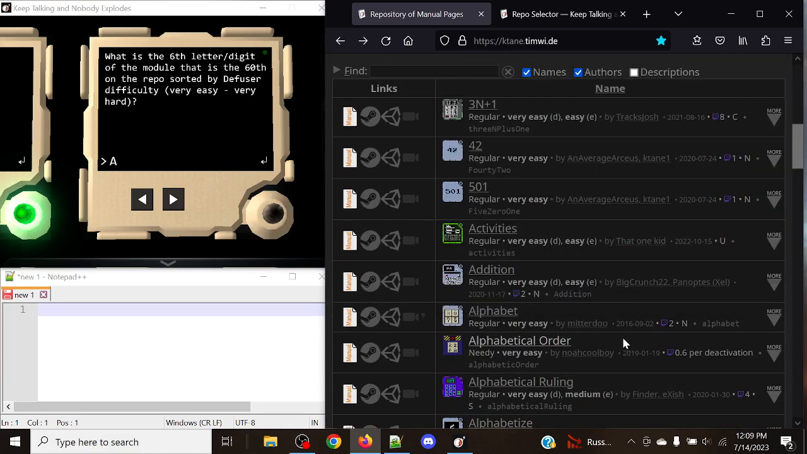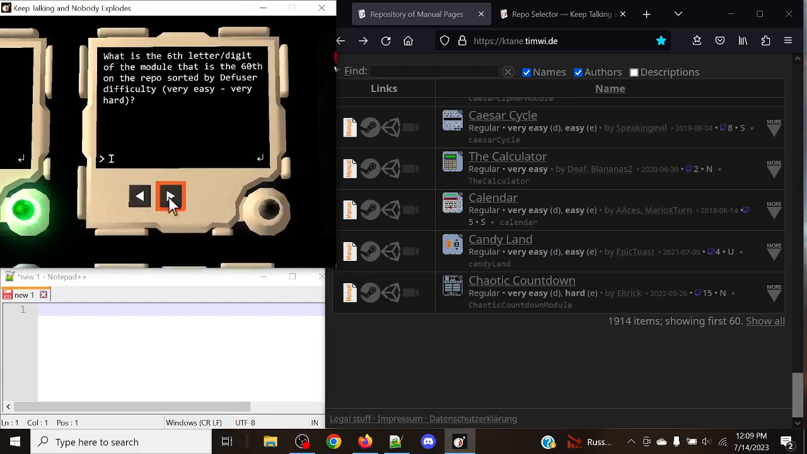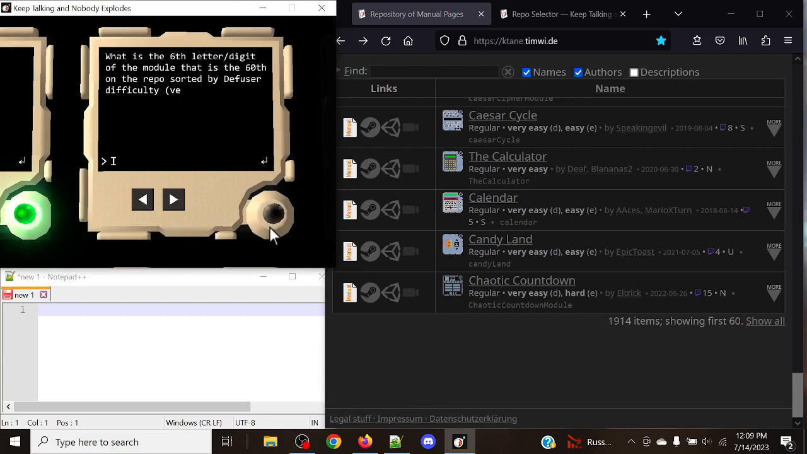Okay? And then let's go to the bottom here. See what the bottommost one is. It's Chaotic Countdown. So Chaotic Countdown, the 6th letter of that one is going to be 1, 2, 3, 4, 5, 6. It should be an I for India. And just like that, India is good.